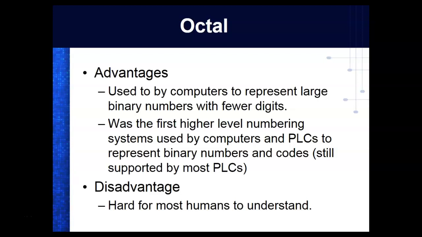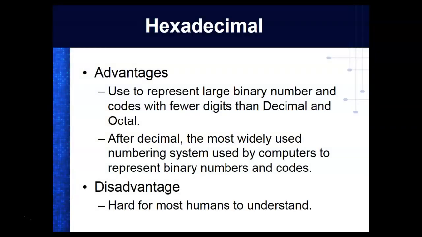Octal, used by computers to represent large binary numbers with fewer digits. It was the first higher level number system used by computers and PLCs to represent binary numbers and codes. So since it was the first, these are still supported by most PLCs. Disadvantage, it's hard for most humans to understand because right off the bat, we interpret it as a decimal number, because it has some of the same digits.